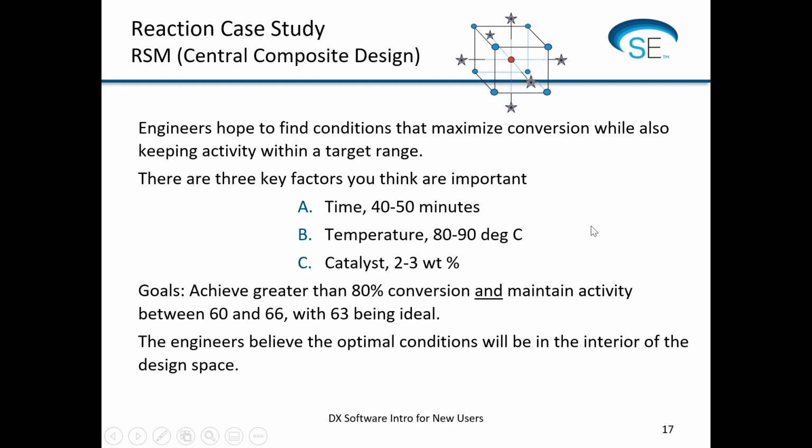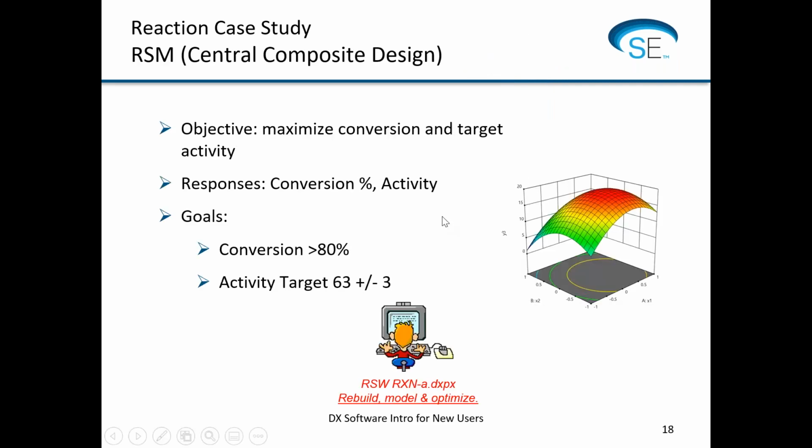Well, here's an example that we're going to do. We want to maximize our conversion of this reaction and also keep another property called activity within a target range. So we have three factors that we're going to study: time, temperature, and catalyst. And the goal here is to get to at least 80% conversion. And we want this activity property to be 63, but we don't want it to go outside the range of 60 to 66. So there's the goal: conversion greater than 80, and a target activity of 63 plus or minus 3.